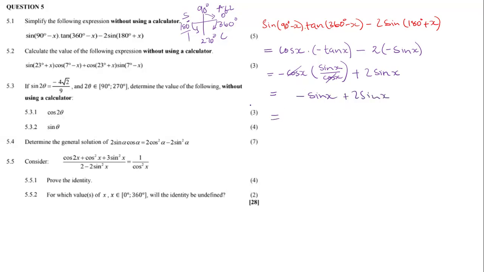And these we can work out algebraically. We can see that these are like terms. So this plus this most definitely will give us positive 1 sine x. Therefore, this will then be our final answer to 5.1.